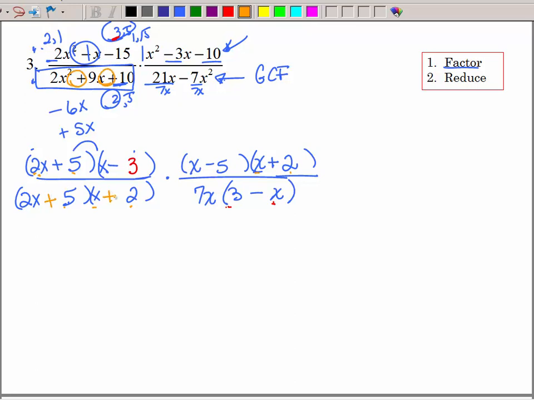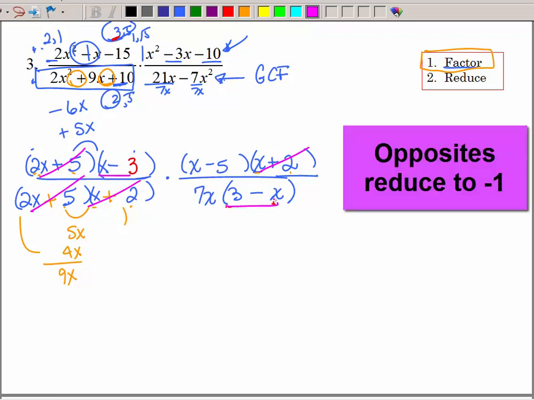And again, let's check that middle term. That's 5x, that's 4x, and if they're both positive, I would get 9x. So I have now factored. Now I want to look for any common factors from the numerator and the denominator. Well, hopefully one's just kind of glaring at you, 2x plus 5 and 2x plus 5. What else do we see? x plus 2 and x plus 2. That's good. And then we have this x minus 3 and 3 minus x. And one more time, those are opposites, so those reduce, but it leaves a factor of negative 1. Don't lose that negative 1. And I don't see anything else.